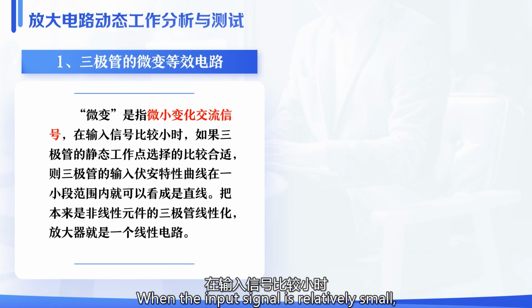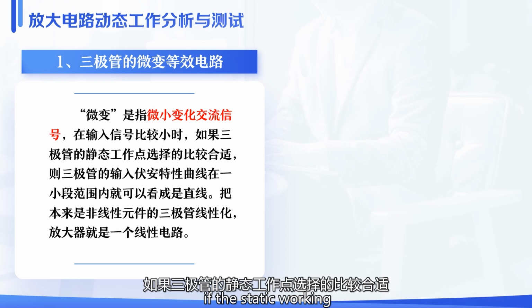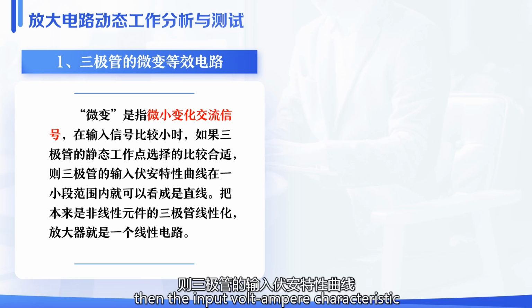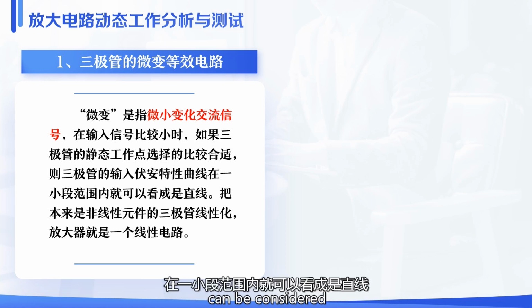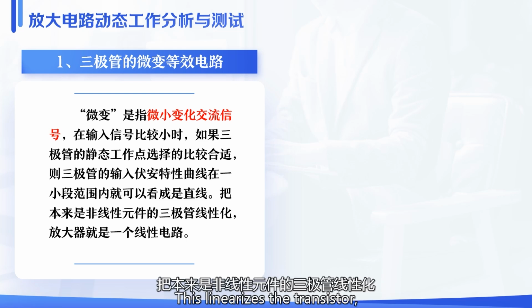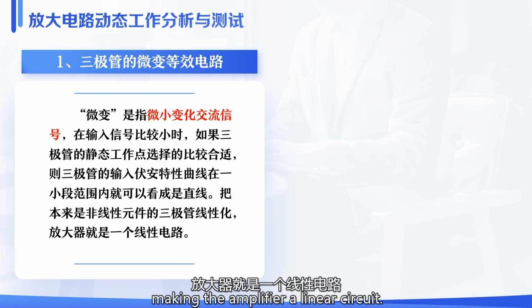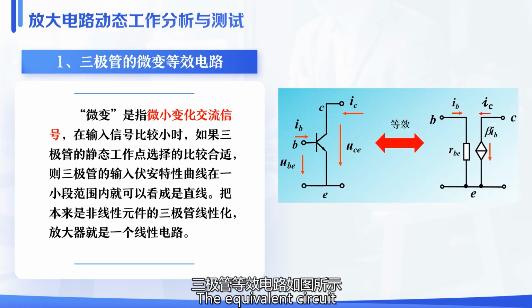When the input signal is relatively small, if the static working point of the transistor is appropriately chosen, the input and output characteristic curves of the transistor can be considered a straight line over a small range. This linearizes the transistor, which is essentially a nonlinear component, making the amplifier a linear circuit. An equivalent circuit of the transistor is shown in the figure.